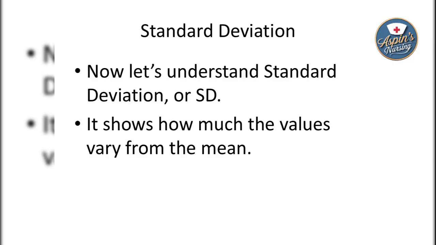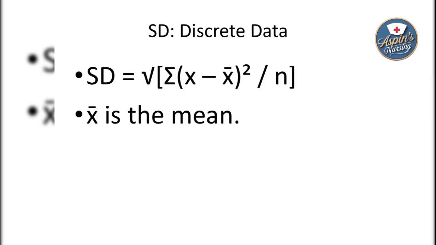Finally, let's explore standard deviation, or SD, which indicates how much the values in a dataset vary from the mean. It's a key measure of data dispersion. For discrete data, standard deviation is calculated by taking the square root of the average of squared deviations from the mean. This formula provides a measure of variability within the dataset.